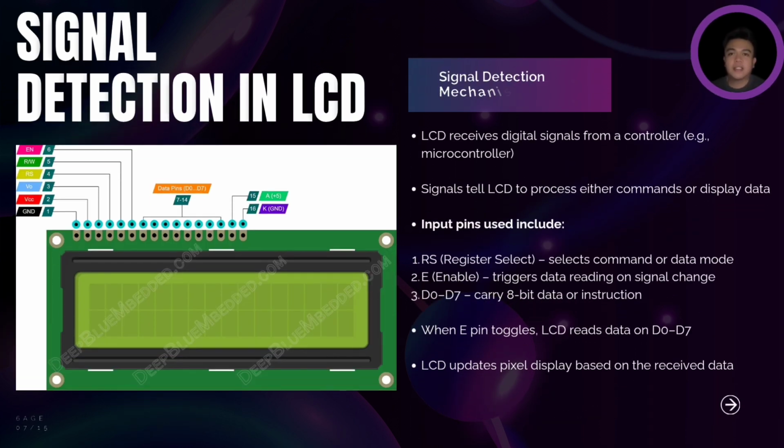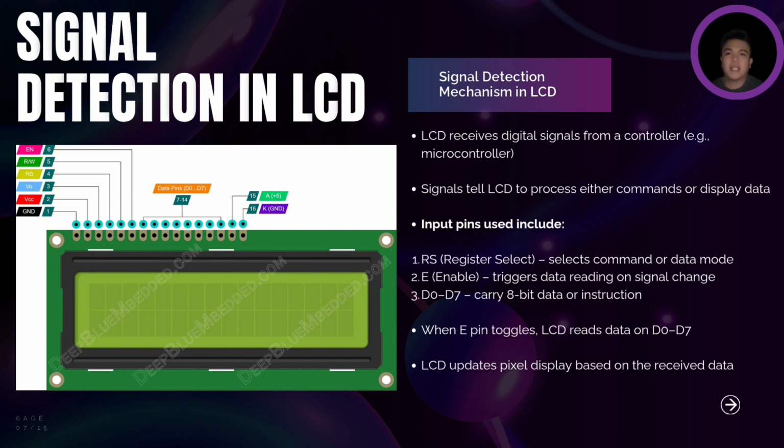Okay, the last slide is the signal detection in LCDs. The LCD works by receiving a digital signal from a controller such as a microcontroller. This signal tells the LCD whether to interpret the input as a command or display data. The LCD has input pins including RS, E, and data lines D0 to D7.